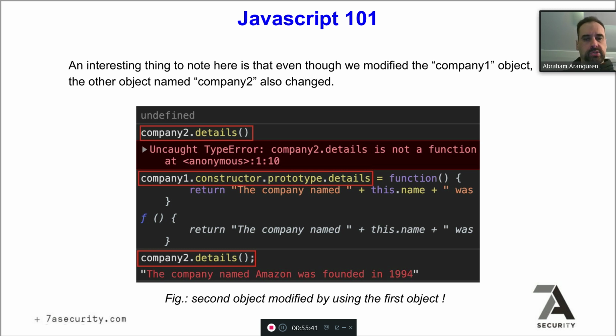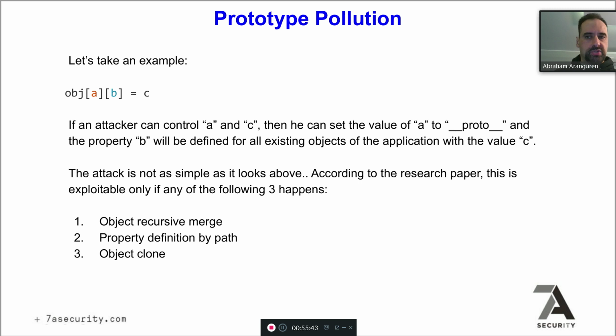So this is very interesting because changes in the prototype affect different objects in the system. This can sometimes result in interesting security problems, which is what we're going to see. So basically, if you have an object and the attacker can control A and C, then the attacker can set the value of A to __proto__, and then the property B will be defined for all existing objects of the application with the value C, right? So the attacker can redefine the method B for all objects in the system using the __proto__ here.